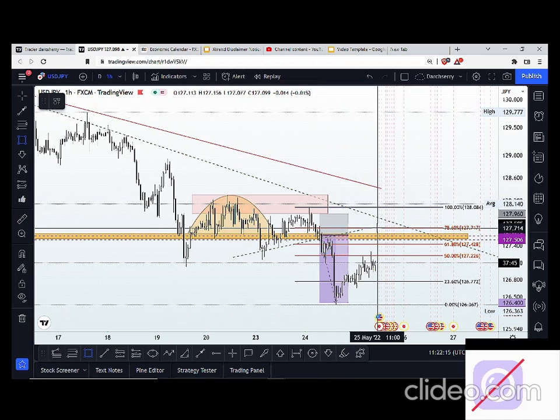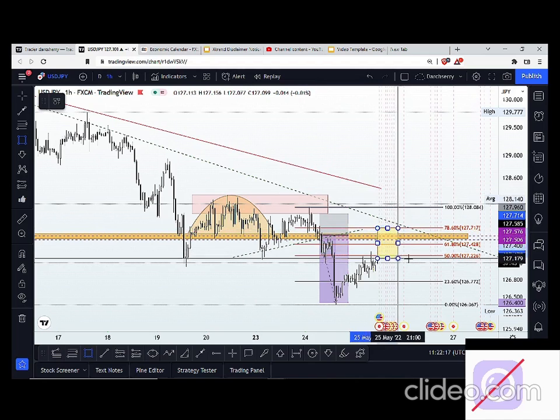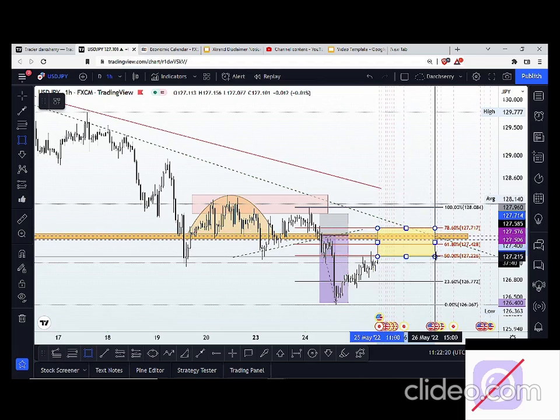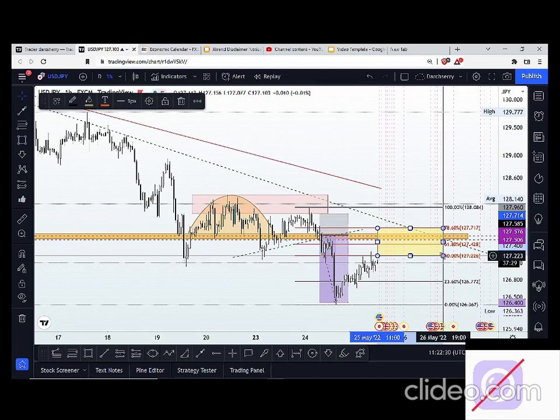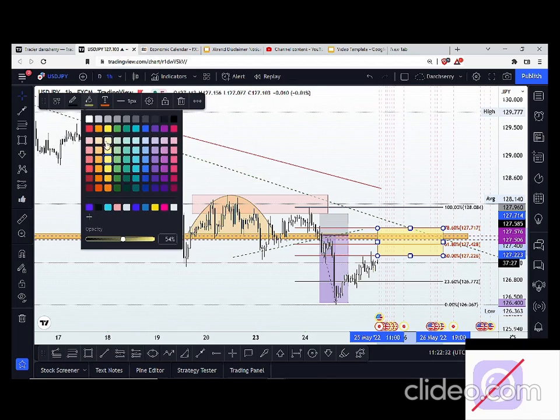So if you allow me, running my Fibonacci retracement tool, we identify the range between 50 and 78.6% of the last impulse leg. We have something like this.